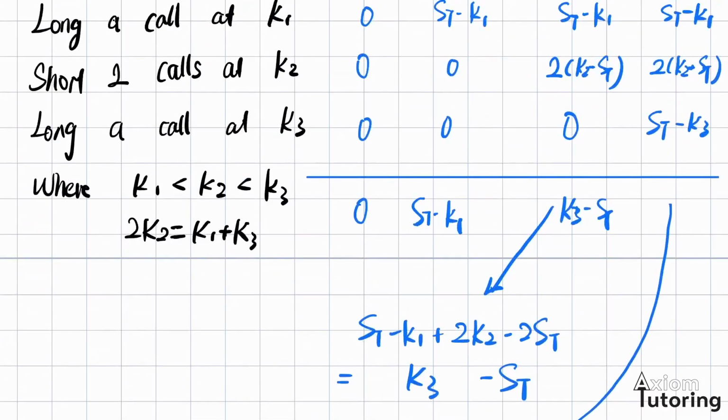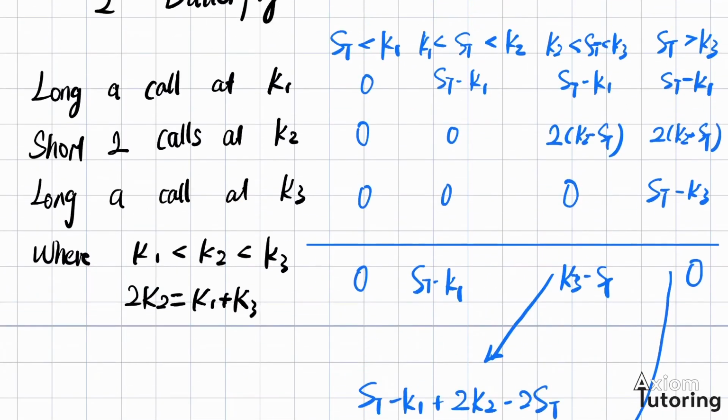Okay, so here we have 0 payoff, right? So it would seem that we're only getting a positive payoff when the St is between K1 and K3. So we can now draw the diagram for the payoffs here.